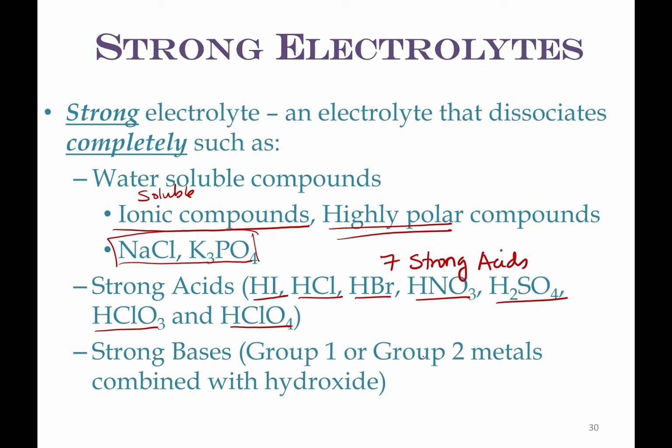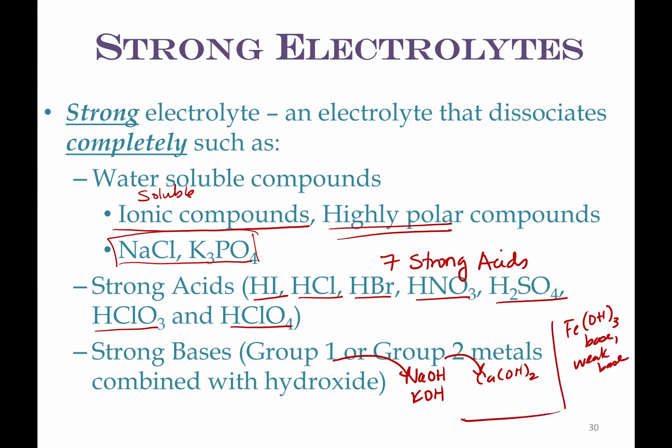Now strong bases would be like sodium hydroxide, potassium hydroxide, calcium hydroxide. So anything in group 1 or group 2 metal hydroxides. So iron 3 hydroxide would still be a base, but it's a weak base. So group 1 and group 2 metal hydroxides are always going to be strong bases.